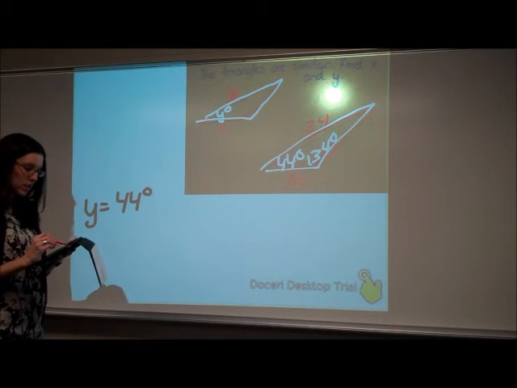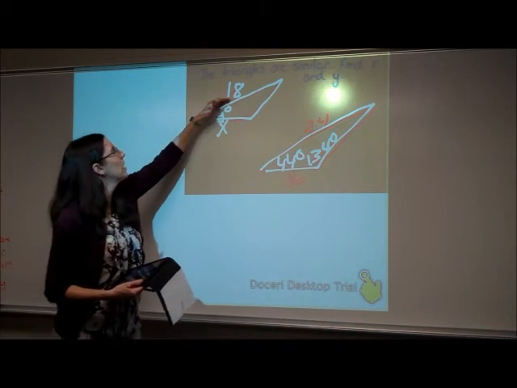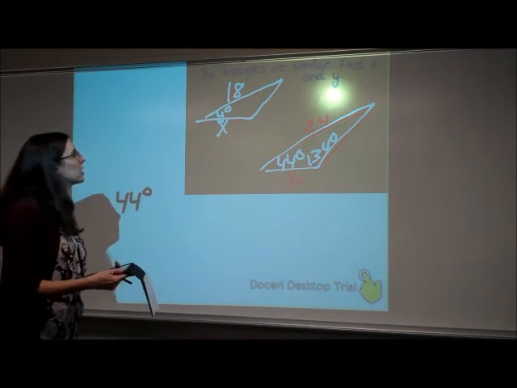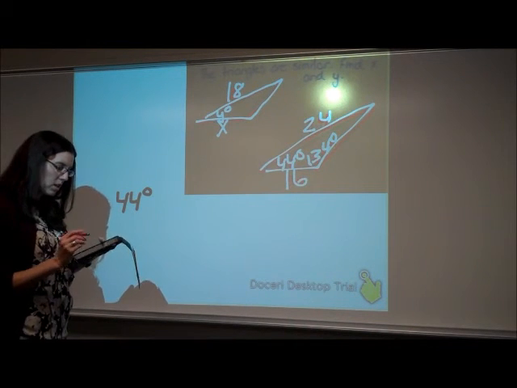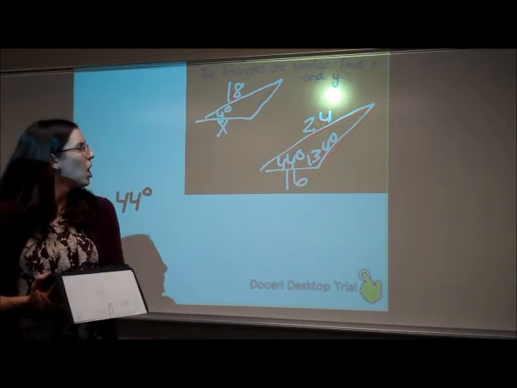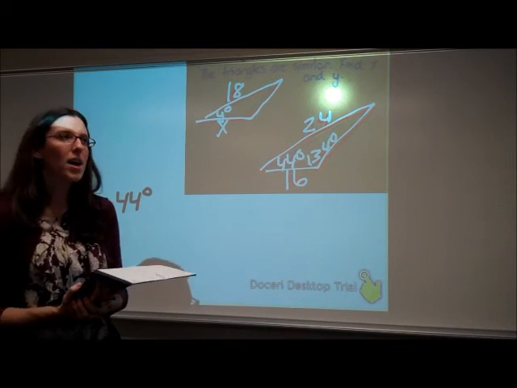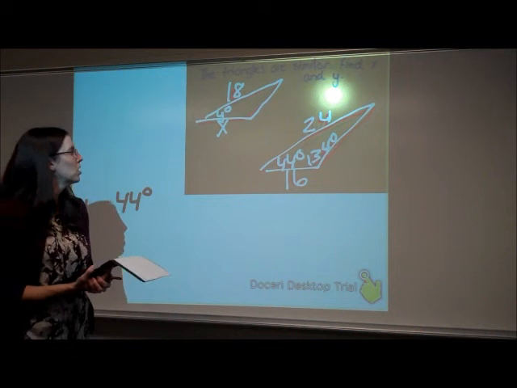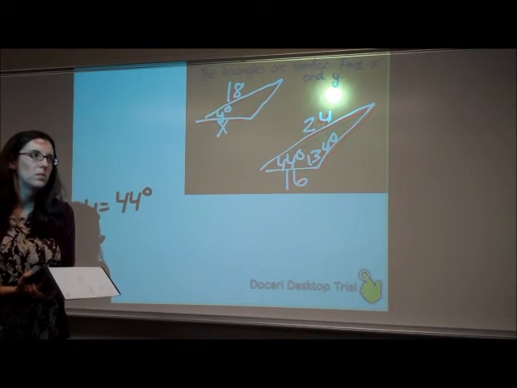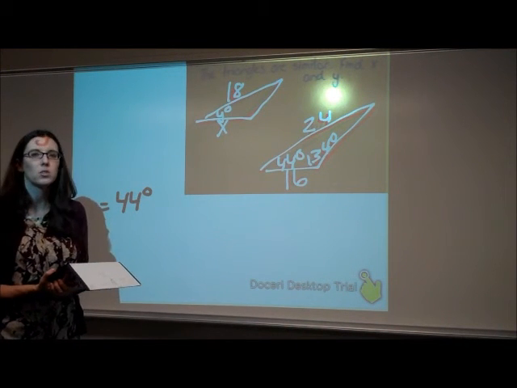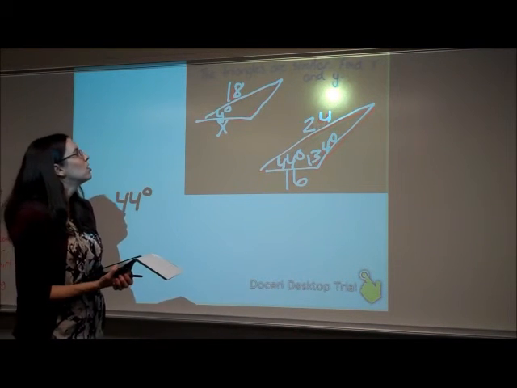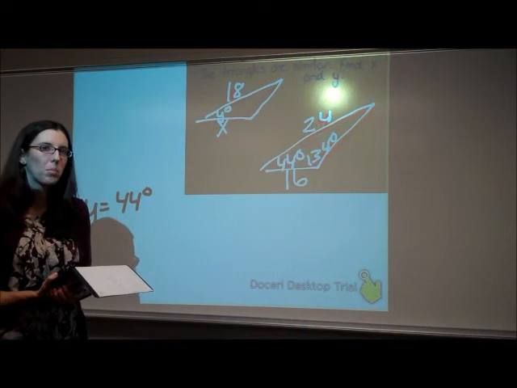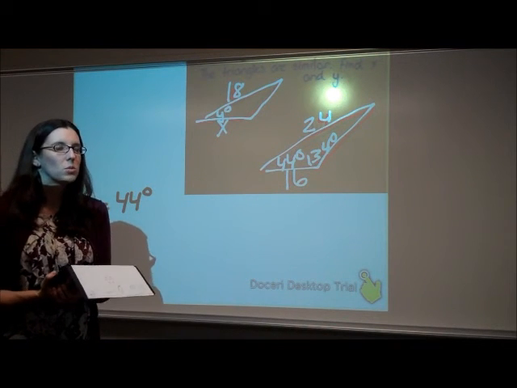So now let's look at our sides. I have this side is 18, this side is x. Over here, I know that this side is 24, this side is 16. I'd like you to go ahead and see if you can figure out what we're going to do. How are we even going to find x? What do we do with our sides? Proportions. So we need to set up a proportion. What would it be?